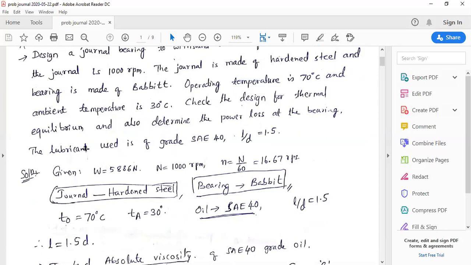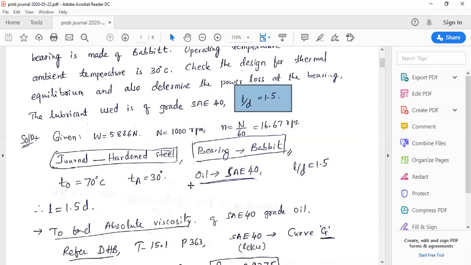And after that, the lubricant used is of grade SAE 40. So SAE 40 is given here, the name of the oil or the lubricant, and L by D ratio, length of the bearing divided by diameter of the journal, is given as 1.5. So here L is greater than diameter, hence it is a long bearing.